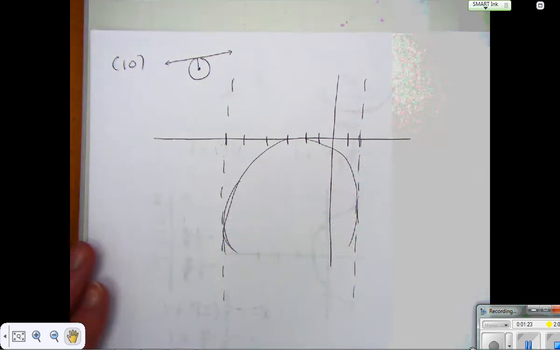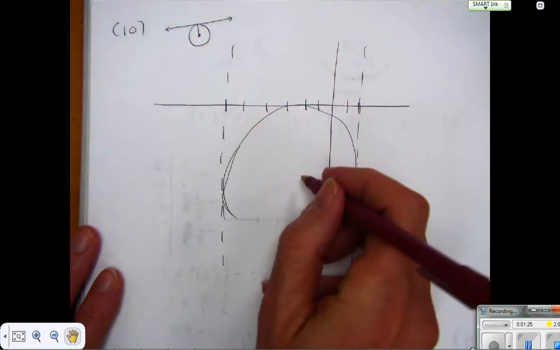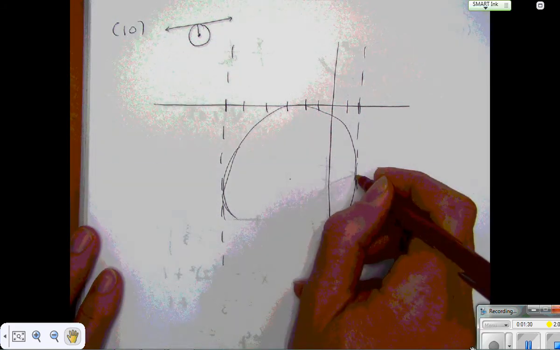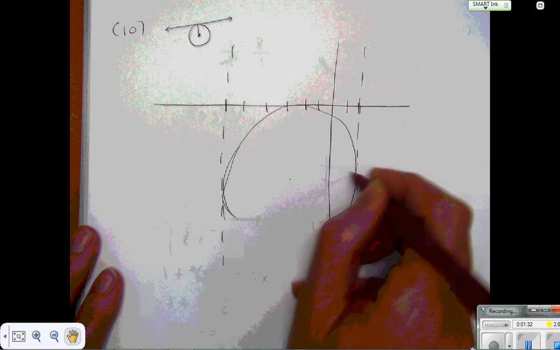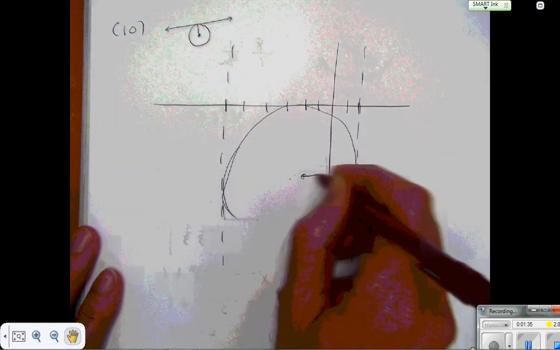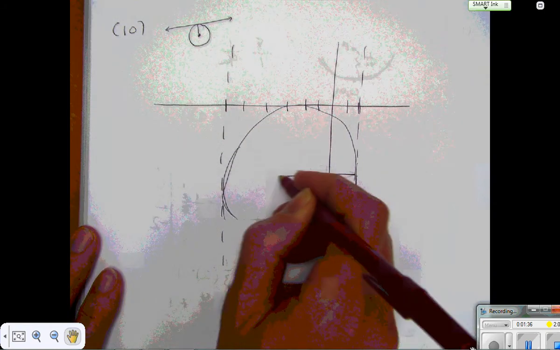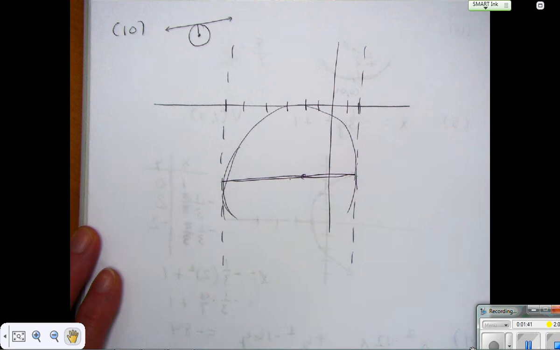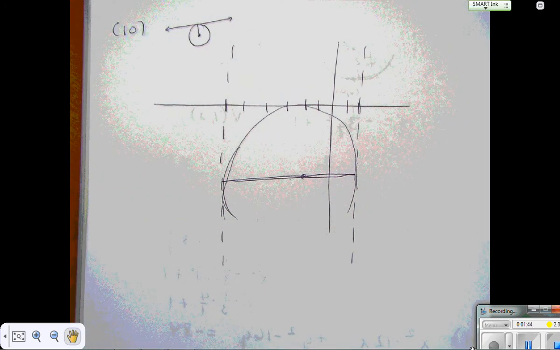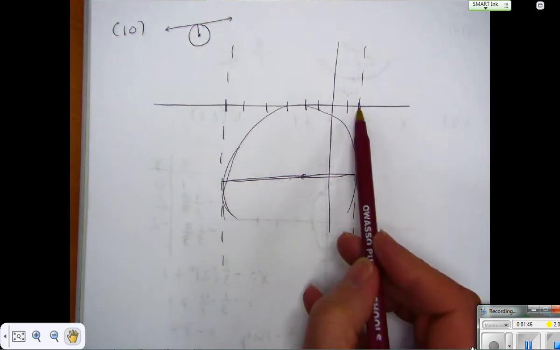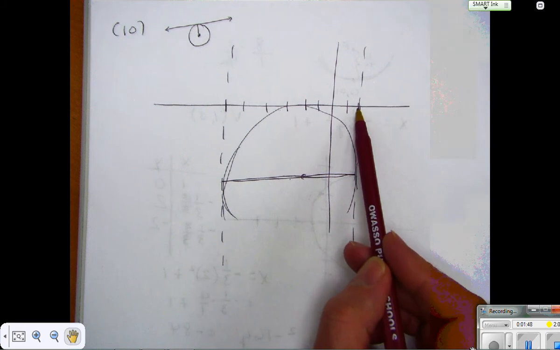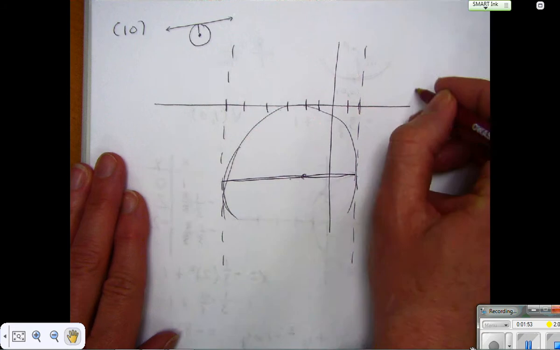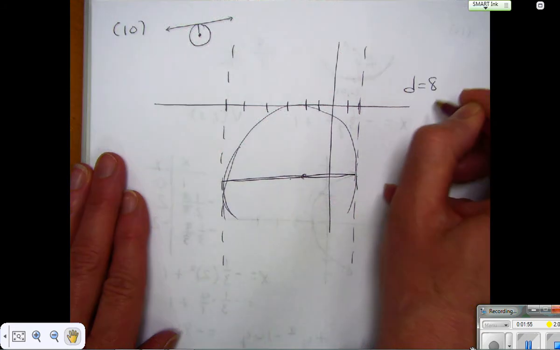So if I drew a line from the center to one of these tangents, it's going to be perpendicular and it's going to be the radius, right? So right like that. And if I drew it on the other side, same thing. So all the way across is your diameter. And I can figure out how big a way across it is just by counting up here, because that kind of restricts it, right? So at 1, 2, 3, 4, 5, 6, 7, 8. All the way across is 8. The diameter is 8, so the radius has to be 4.